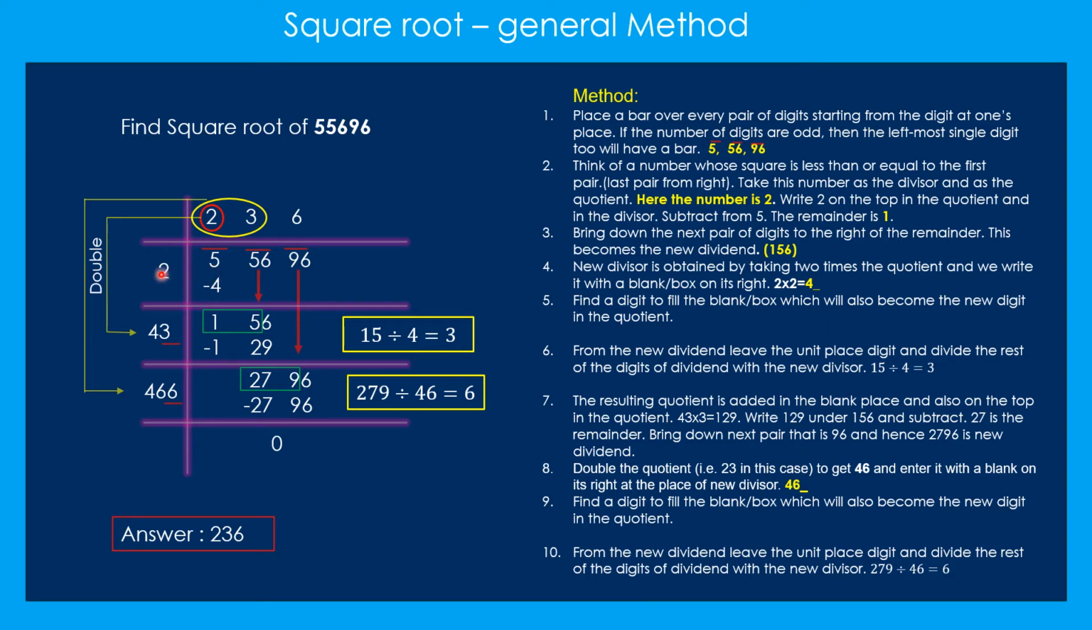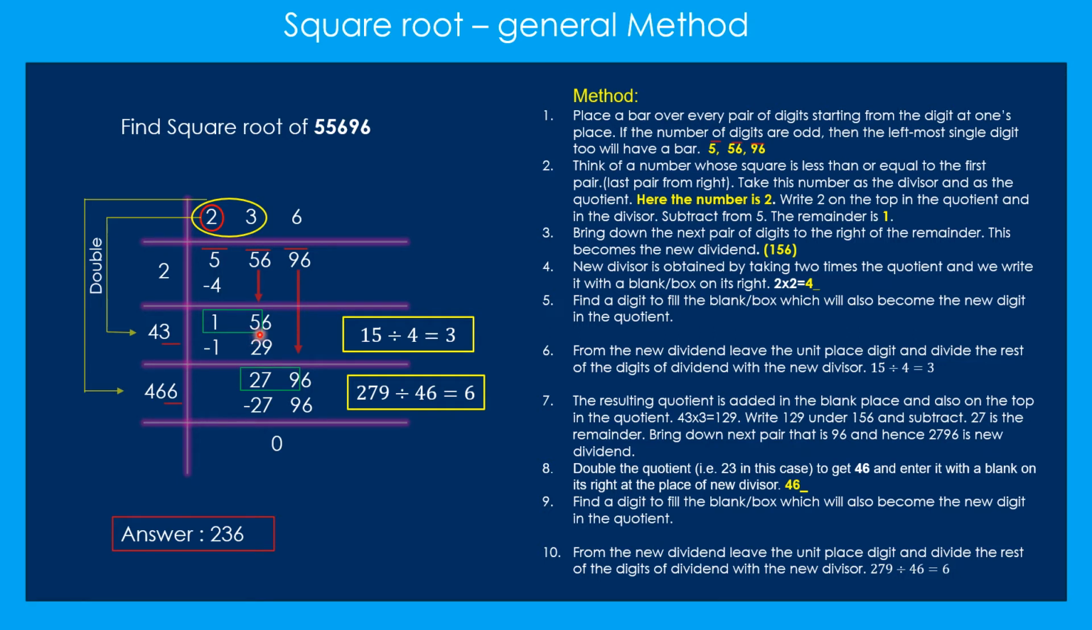So you do 2 times 2 is 4. So write 2 on the top in the quotient and in the divisor. And then when you do 2 times 2, 4, you subtract and you get the remainder 1. And after you write the remainder 1, you have to bring down the next pair of digits to the right of the remainder. So the next pair here is 56. So 156 is your new dividend.